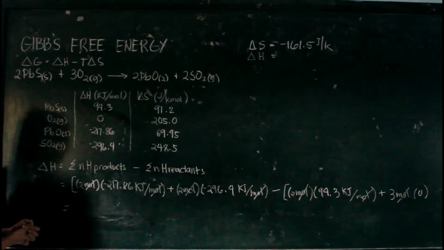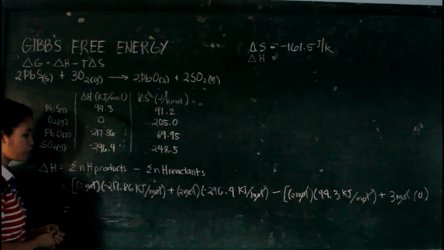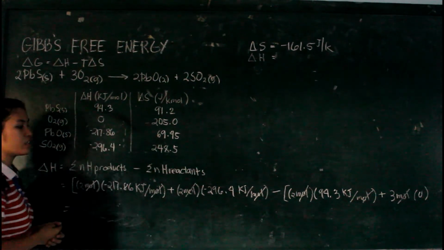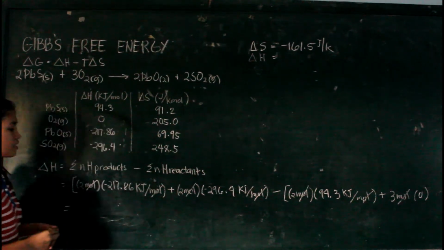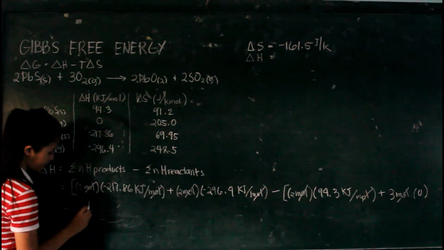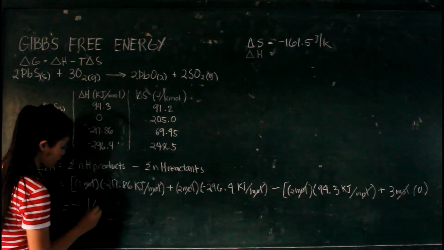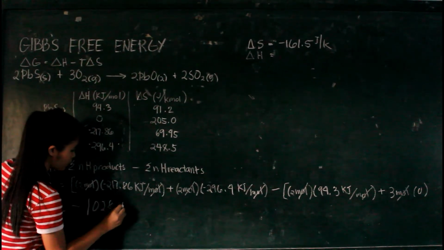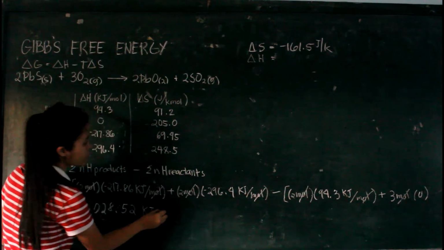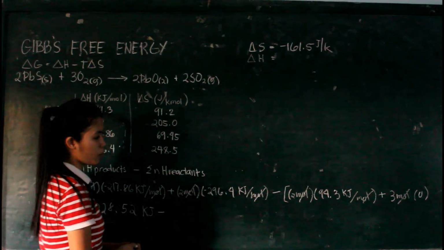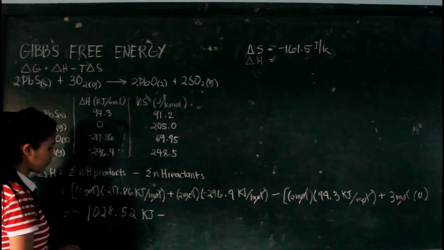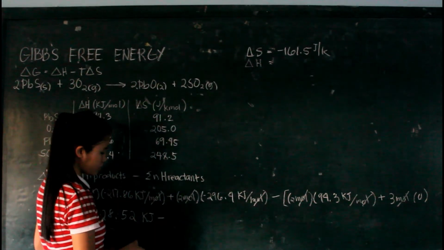So 2 times negative 217.86 plus 2 times negative 296.4 is negative 1028.52 kJ. Minus 2 times 94.3 plus 0 is negative 188.6 kJ.